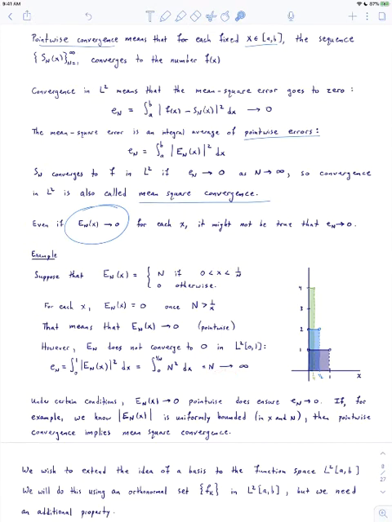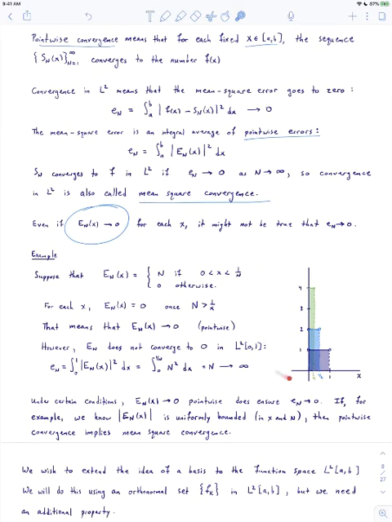So you can see that even though the pointwise errors all go to 0, the mean square error does not go to 0. Now under certain conditions, the pointwise error going to 0 does ensure that the mean square error goes to 0. If, for example, you know that these pointwise errors are sufficiently bounded, what we call uniformly bounded in terms of n and x, then pointwise convergence does imply mean square convergence. So if you can show that these errors are all bounded by some constant for every x and every n, then you can draw this conclusion.